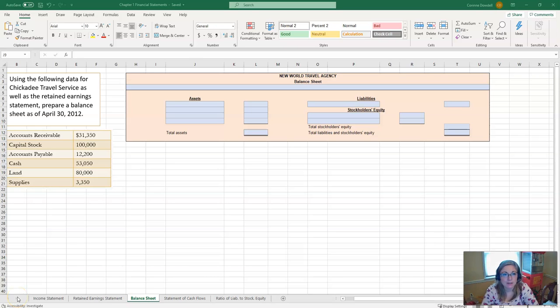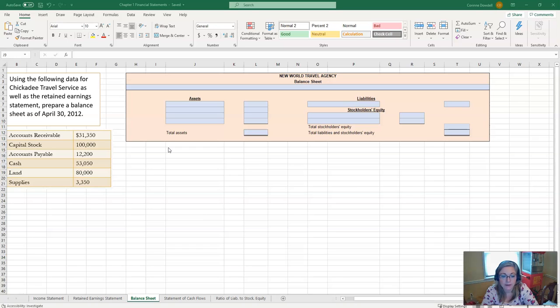You're going to notice that the balance sheet we do this year looks a little different than the one we did last year. It's laid out in what they call account form, so that it resembles the accounting equation. Okay, so you basically have your assets and then your liabilities and stockholders' equity. Using the following data for Chickadee Travel Service as well as the retained earnings statement, prepare a balance sheet as of April 30th.